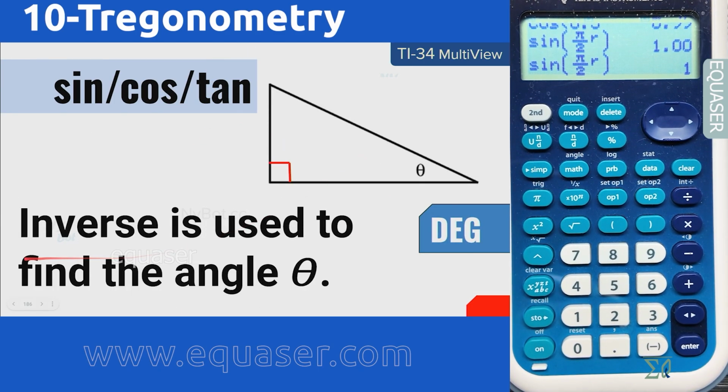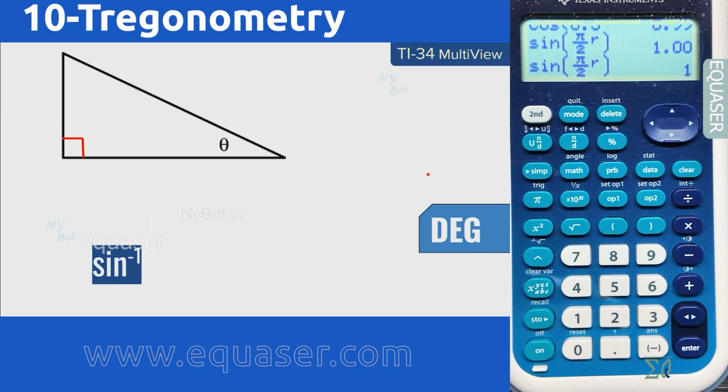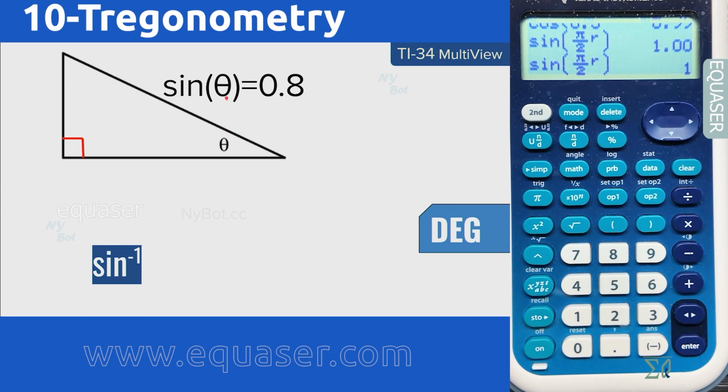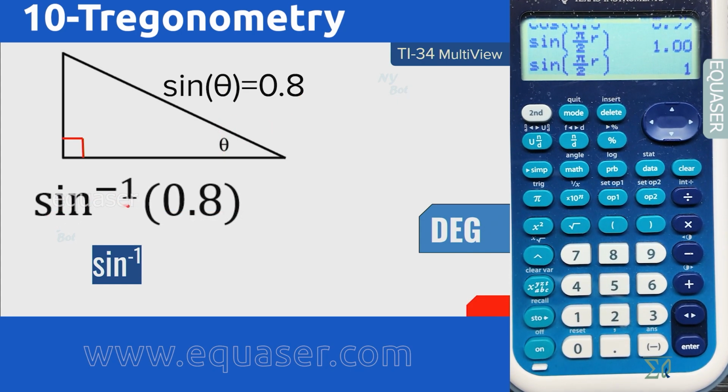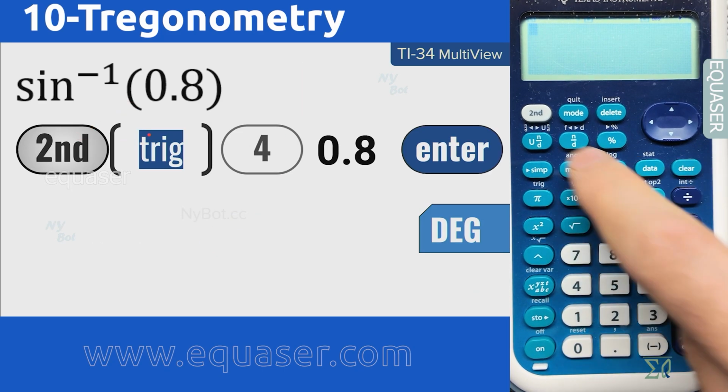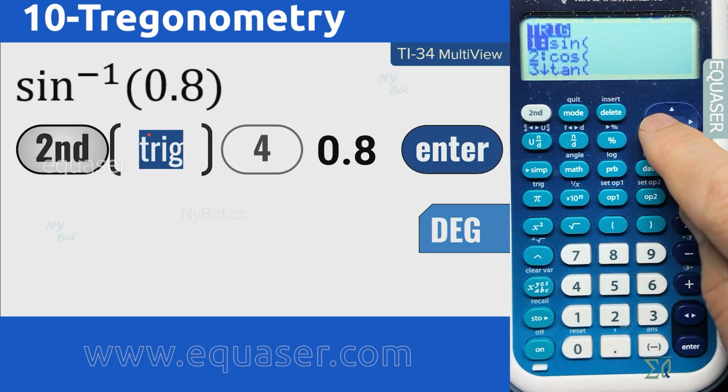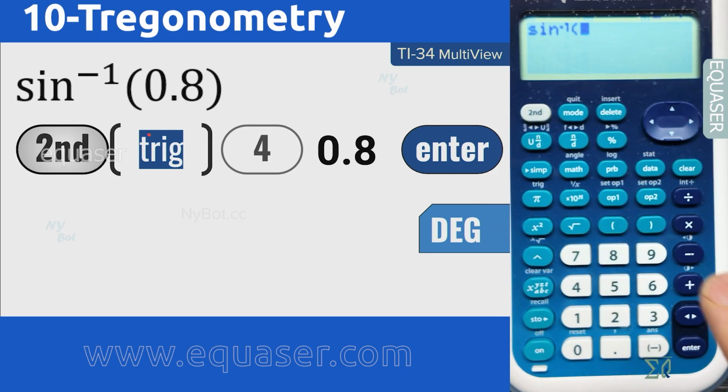Now inverse is used to find the angle theta, but we must have the sine or cosine or tangent of theta. For example, we have sine of theta equals 0.8. What is that theta? We can use sine inverse to find that. To do that, we press second function trig, and number 4, sine inverse.